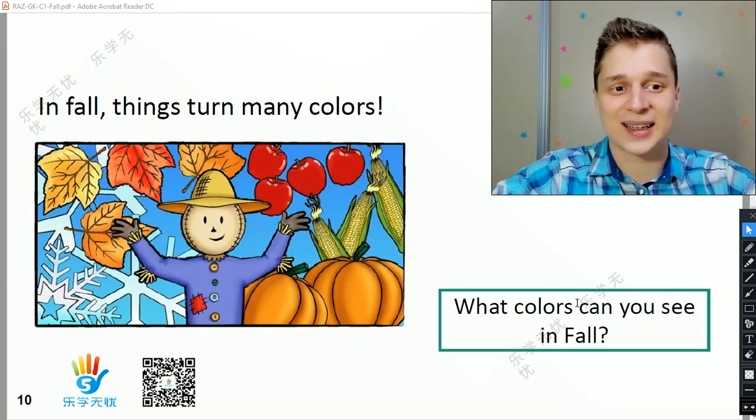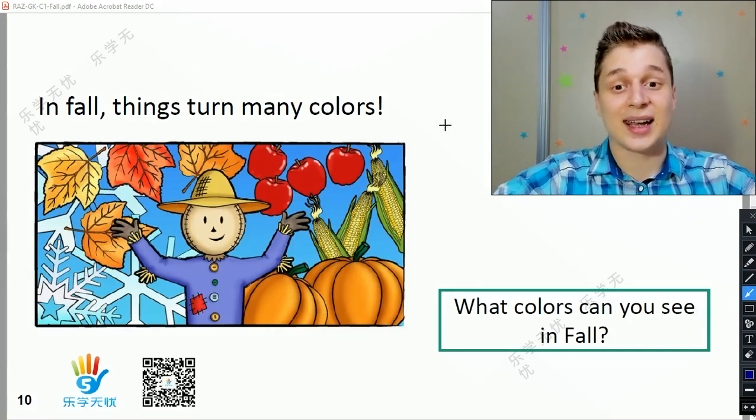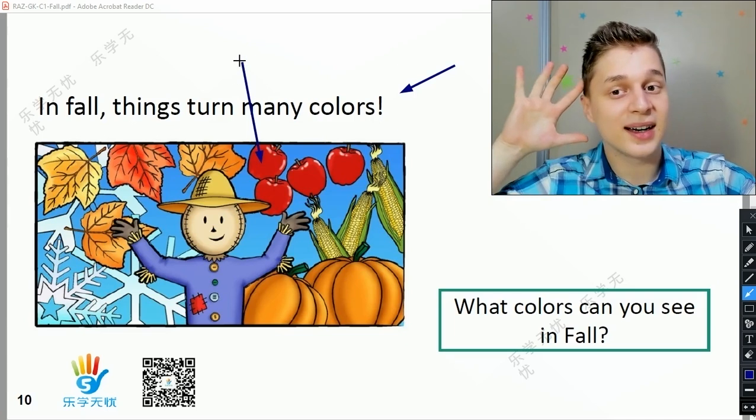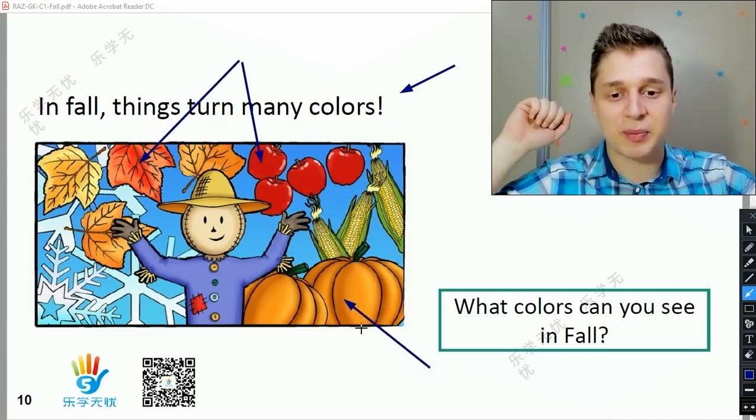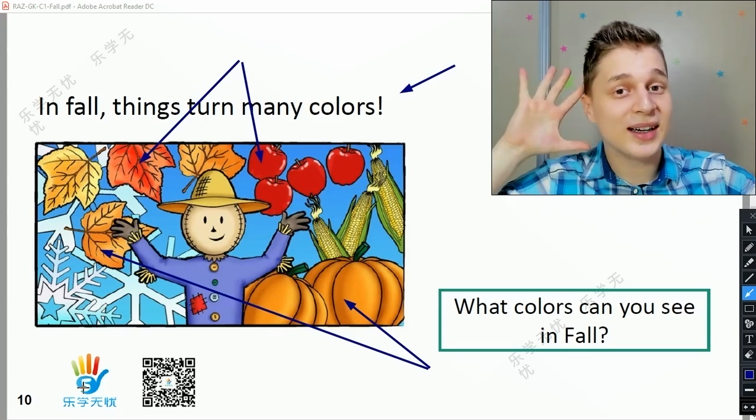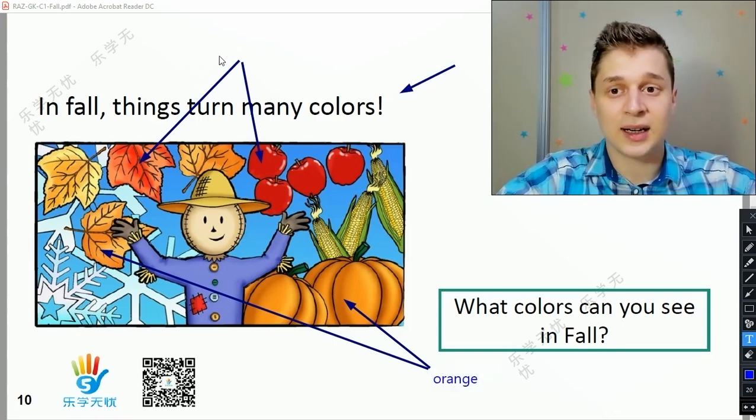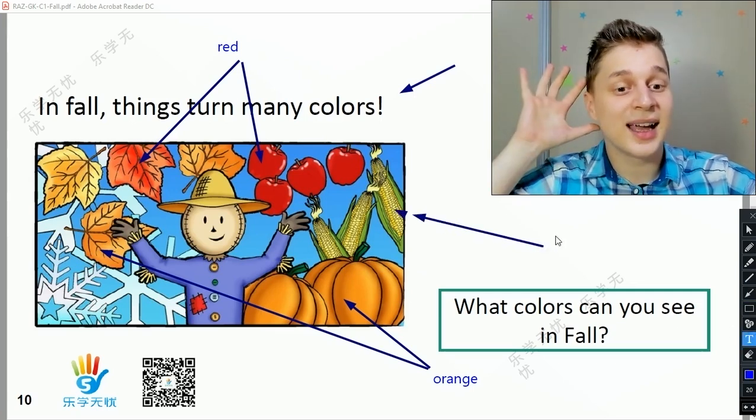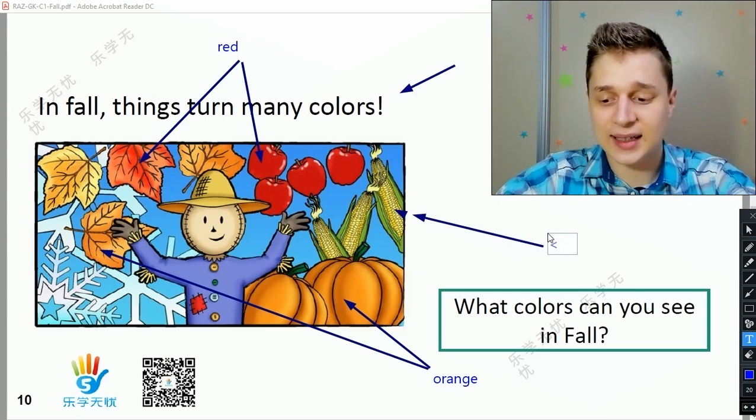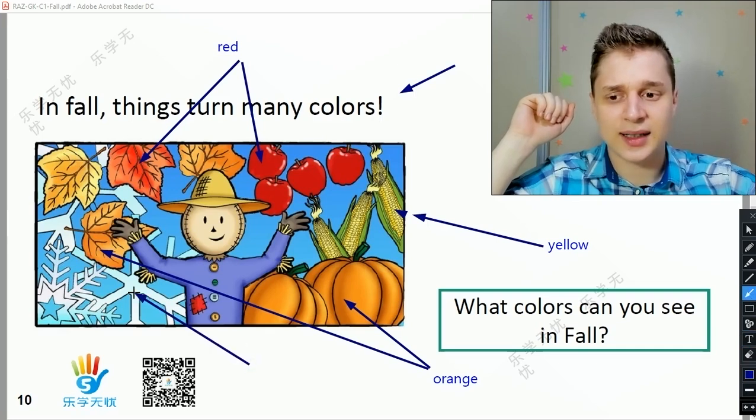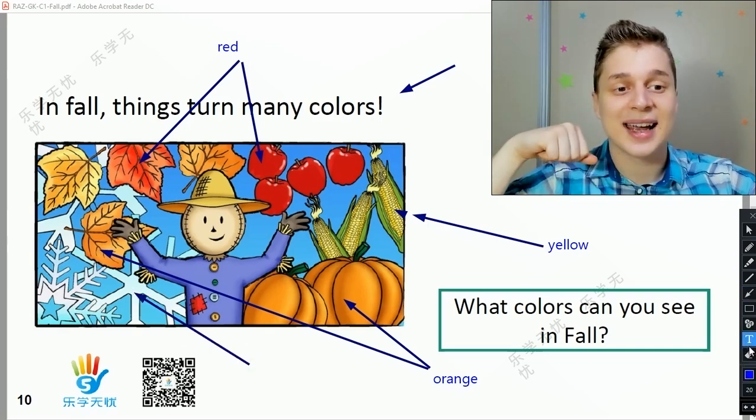Now, we can do a little recap of the whole story. In fall, things turn many colors. Let's see what those colors are. We have these apples that are red. We have these pumpkins and leaves, which are what color? Orange. Let's write it down. We have orange here. We have red here. We have corn, which turns yellow. Let's say it together, guys. Yellow. And finally, that pesky frost, which turns all of the grass into white.